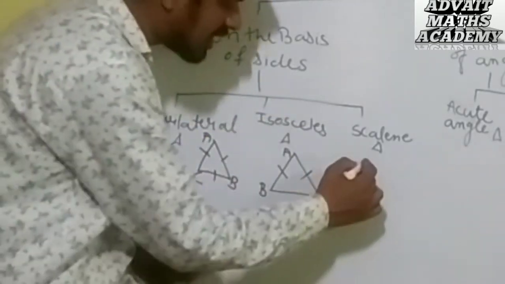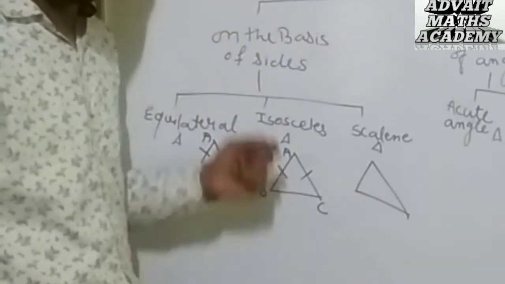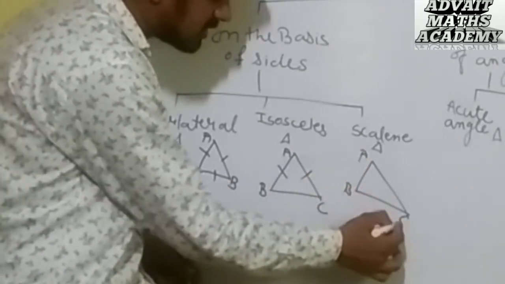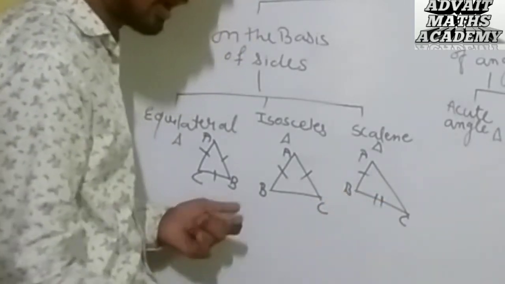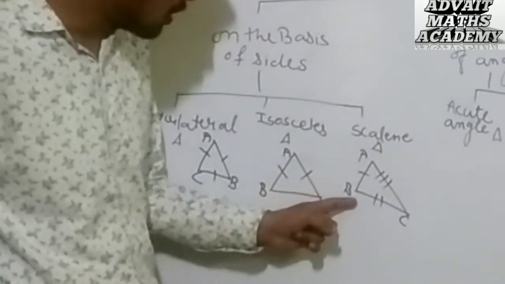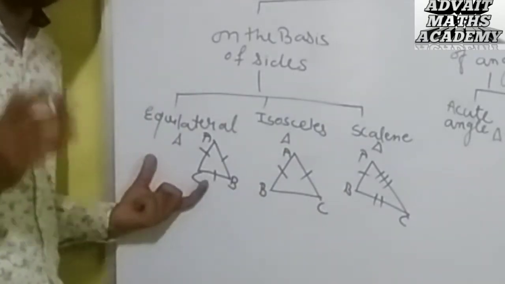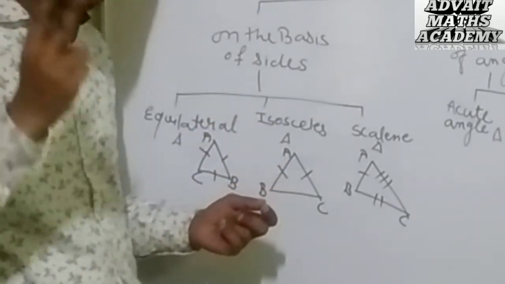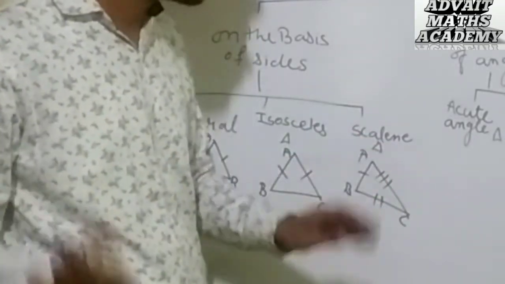And the last one is the scalene triangle. Scalene means all sides are different. See ABC. The measurement of AB is different from the measurement of BC and also of AC. In that figure, all three sides have different measurements. First, equilateral triangle, all sides are the same. Second, isosceles triangle, two sides are the same. And scalene triangle, all sides are different.